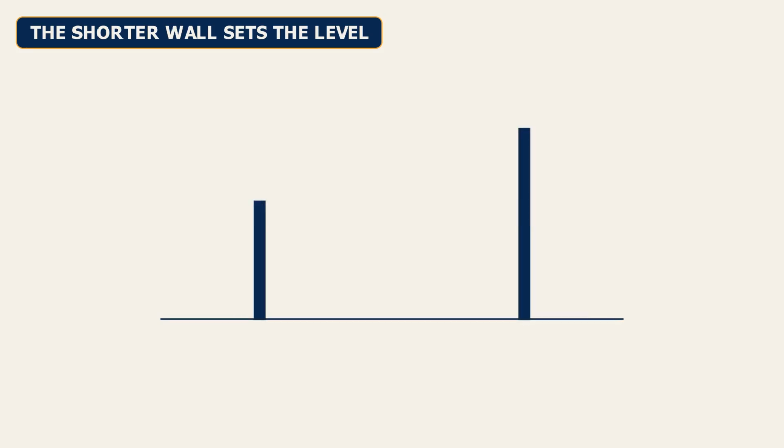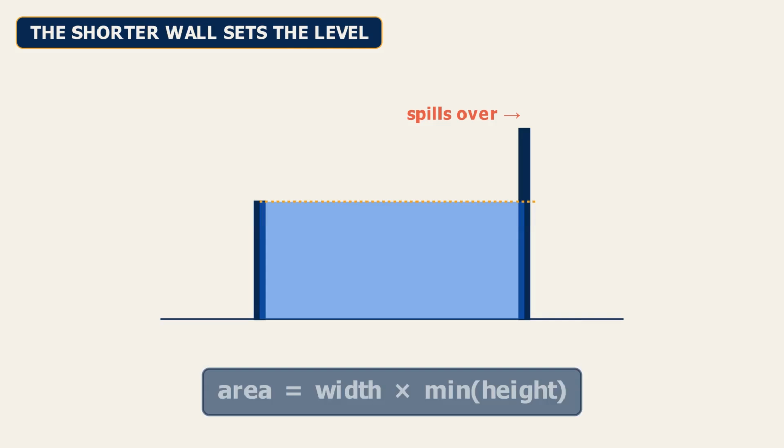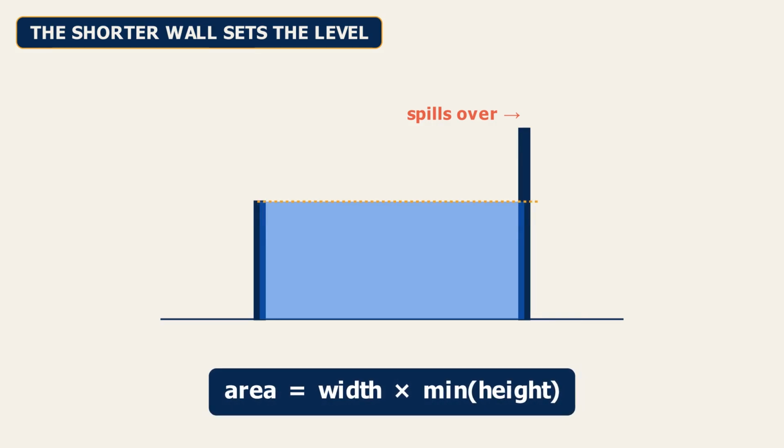Here's the key idea before any code. Imagine holding a sheet between 2 poles to catch rain. It doesn't matter how tall the taller pole is, water spills over the shorter one. So the amount you can hold is set by the shorter pole, times how far apart they are. That's the whole formula. Area equals the width between 2 walls times the height of the shorter wall. Remember that, the shorter wall runs the show.